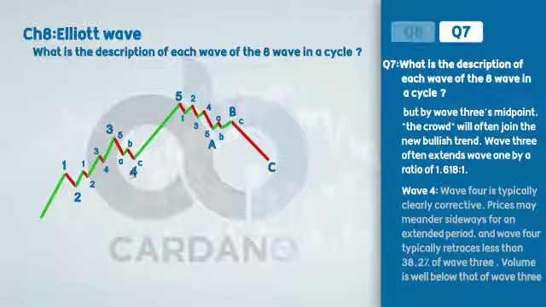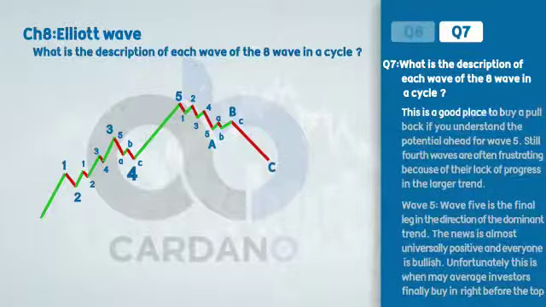Wave 4. Wave 4 is typically clearly corrective. Prices may meander sideways for an extended period, and Wave 4 typically retraces less than 38.2% of Wave 3. Volume is well below that of Wave 3. This is a good place to buy a pullback if you understand the potential ahead for Wave 5. Still, fourth waves are often frustrating because of their lack of progress in the larger trend.